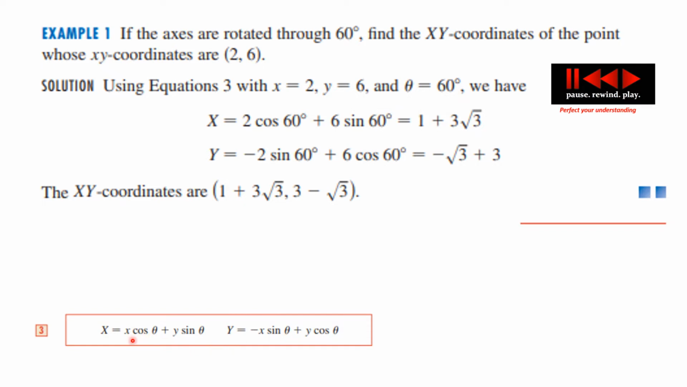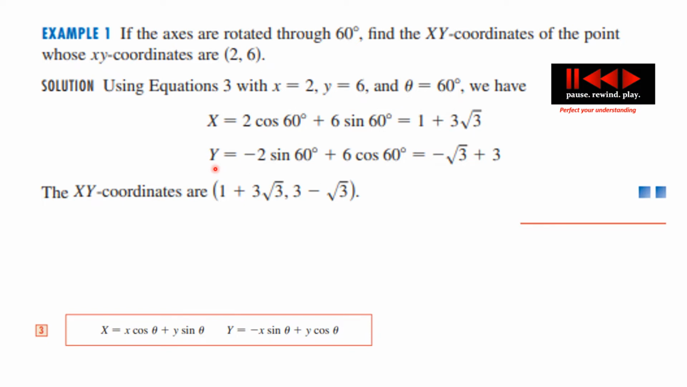But now x is 2, so I put 2 there. And y is 6, so I put 6 for the y, and theta is 60 degrees in this problem where we're rotating through 60 degrees. We want to find the capital X, capital Y coordinates of the point whose xy coordinates are 2 and 6. So we're going to use this equation, and we find that X is equal to, we substitute in, this is 2 times a half plus 3 times square root of 3 over 2. That gives this for the capital X coordinate.